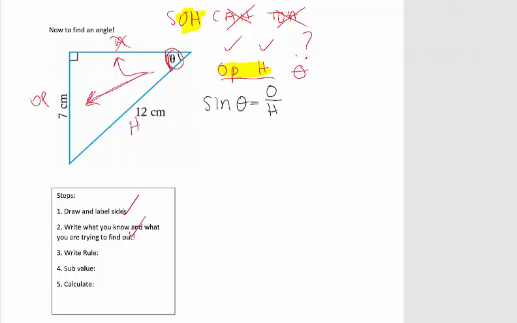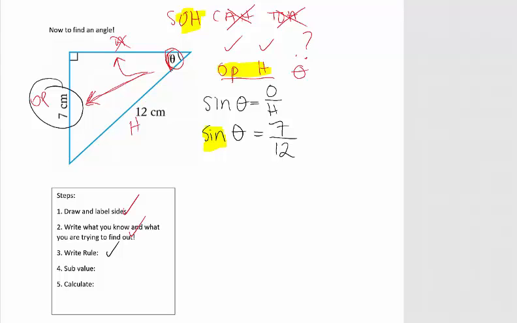Okay, now my next step is to sub the values. So sine, I don't know what the angle is, so I can't replace that or sub anything in for it. My opposite is 7 and my hypotenuse is 12. So now what I need to do is get rid of this sine theta.